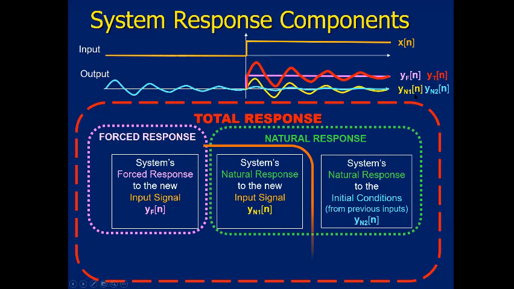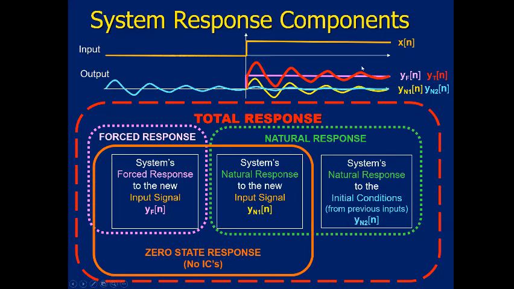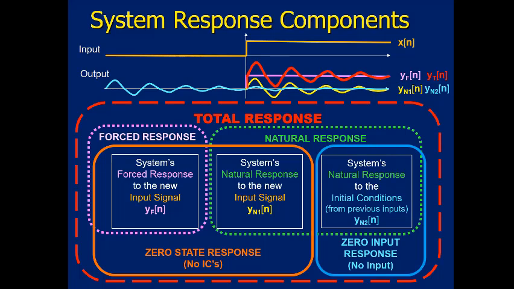In our new way of looking at this, we would combine the forced response of the system in magenta with the natural response that we kicked off with the new input, the yellow signal, and call that the zero state response. Leaving behind the light blue cyan colored response, the natural response that was due to just the initial conditions or the previous inputs, and that is what we're calling the zero input response.